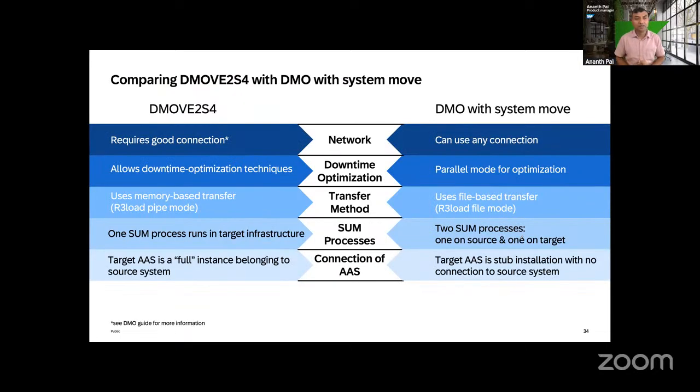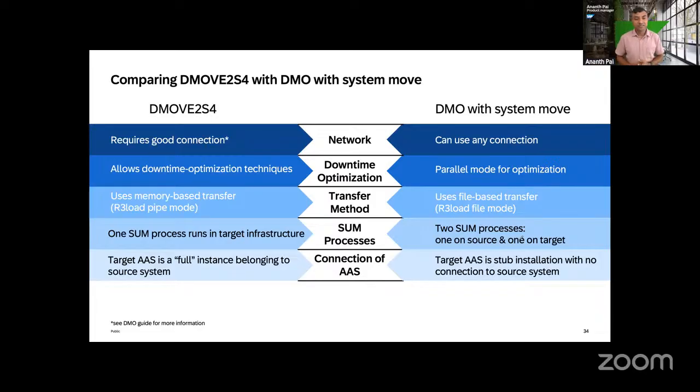Let's compare DMOVE to S4 with DMO with system move. The first is the network part of it. So for DMOVE to S4, you need a good network connection with low latency. I mean, when we talk about low latency, somewhere less than 10 milliseconds is what we look for. The lower, the better, because that helps in reducing the overall time that is needed for the round trip that happens between the source data center and the target data center.